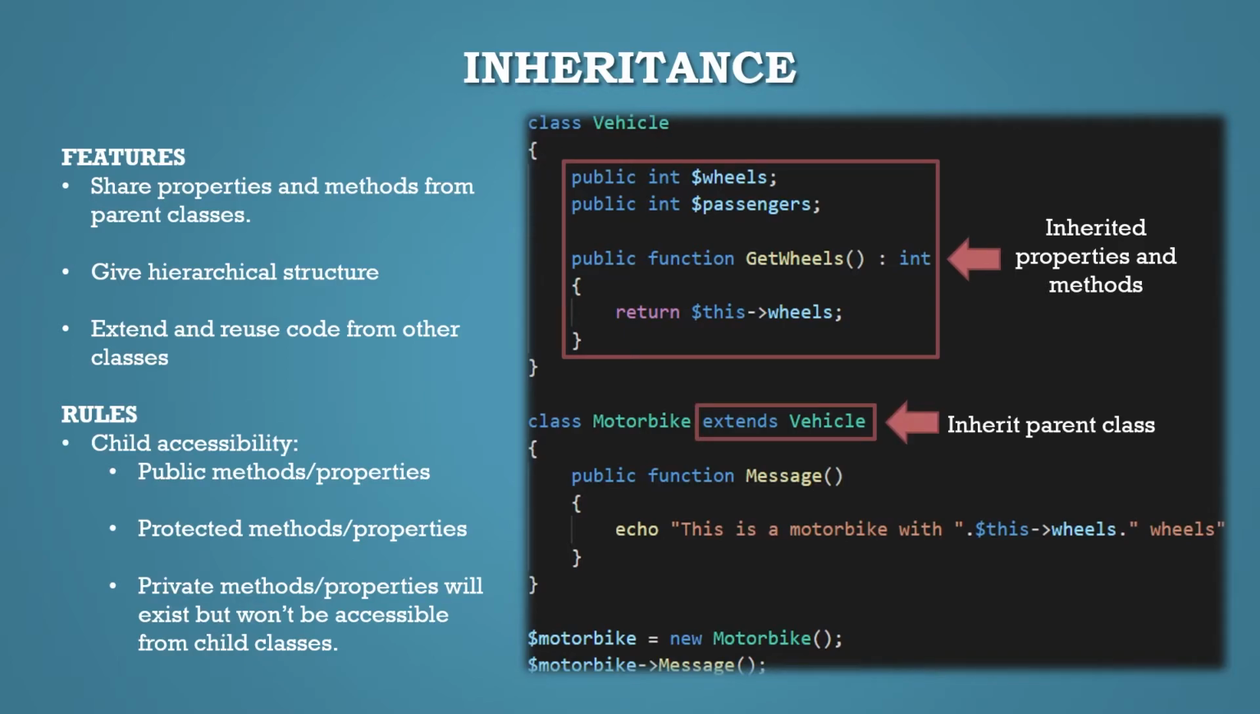To inherit from a class, we just need to specify the extends keyword followed by the name of the class that we want to inherit from. And for accessing the members of the parent class, we just access them as a normal property, just by using the arrow symbol followed by the name of the property or method.